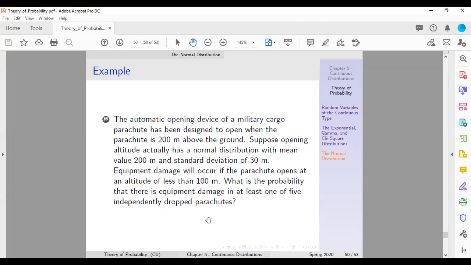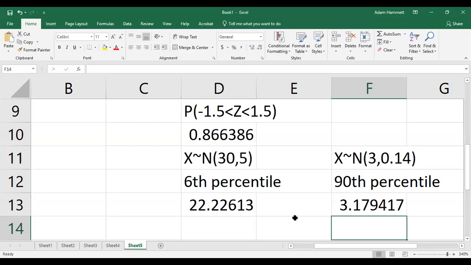So what is the probability that there is equipment damage in at least one of 5 independently dropped parachutes? Okay, so 1 of 5 independently dropped parachutes. Okay, so that's interesting. So let's go over here into Excel and let's kind of think our way through this one.